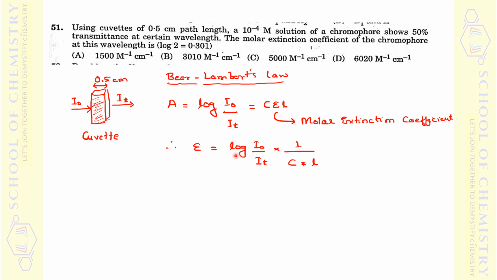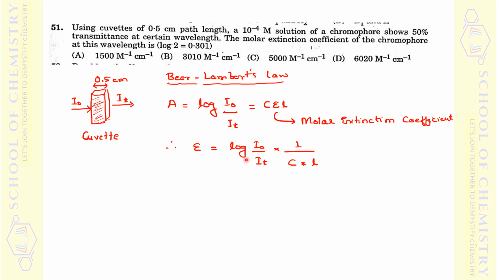So epsilon will be equal to log of I naught upon IT. This I have kept as it is, and these two things, if I bring them to the other side, it will be 1 over concentration and length. Now concentration is readily given. They have given that it is 10 raised to minus 4 molar, no problem with that. Length is given to be 0.5 centimeter, and no need to change the units of this, they are in appropriate units itself. If you just look at the final answers, they are per molar per centimeter.